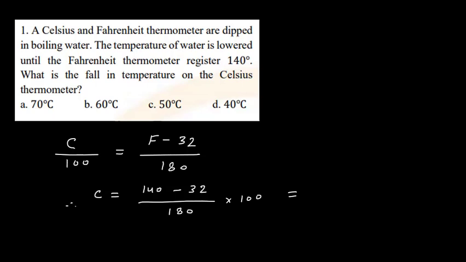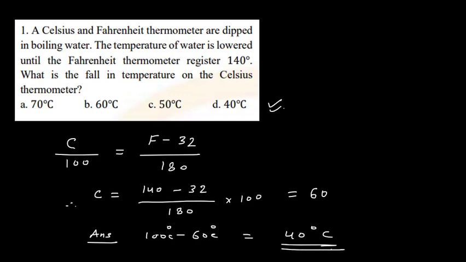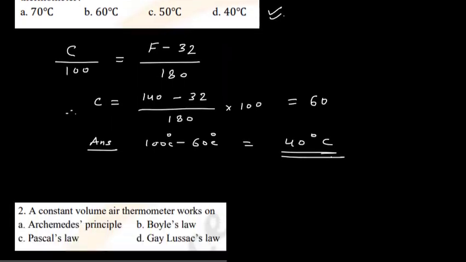Okay, so the answer I got is 60, right? The value of C is 60, which means when the temperature is 140 Fahrenheit, in Celsius it is 60 degrees Celsius. So how much decrease? Our answer will be from 100, now the temperature is 60 degrees Celsius. So the decrease is 40 degrees Celsius. So we have to find degrees. So this 40 degrees Celsius is the correct answer.